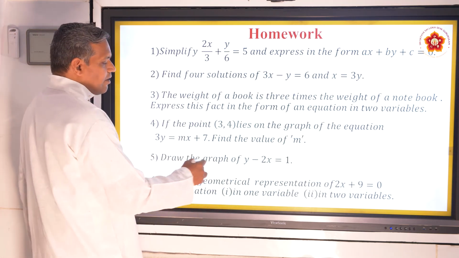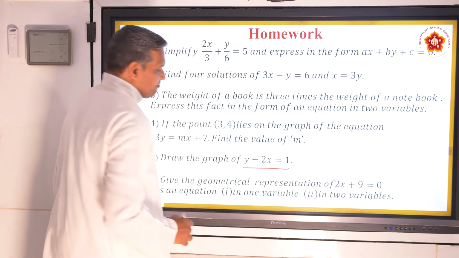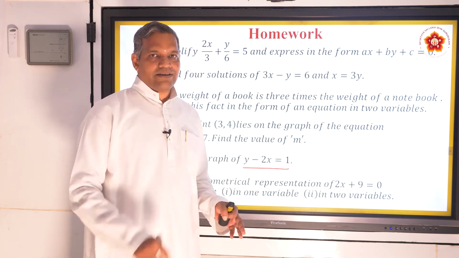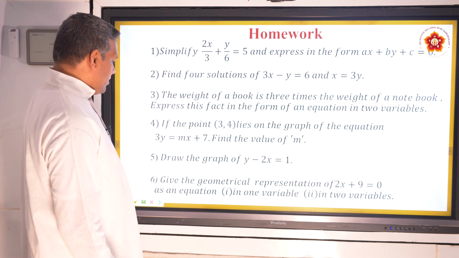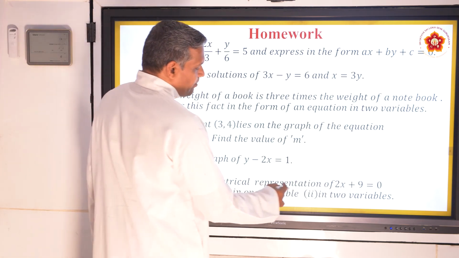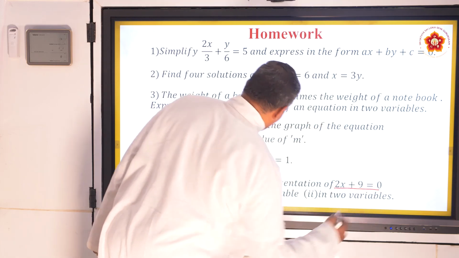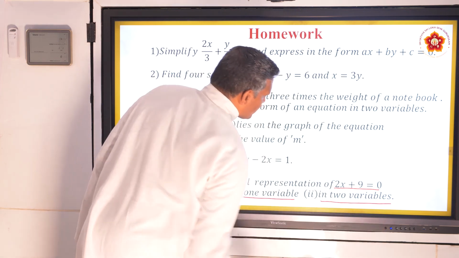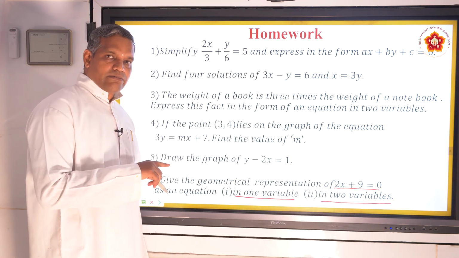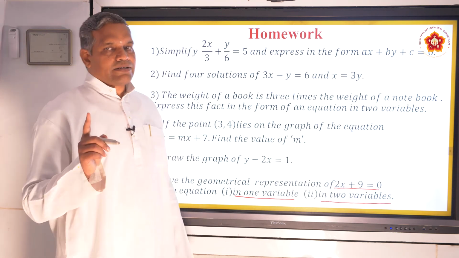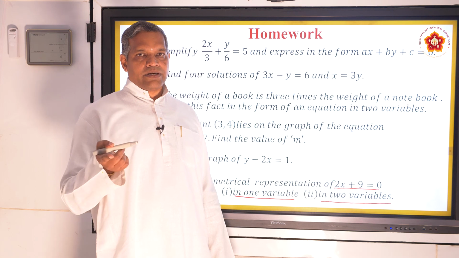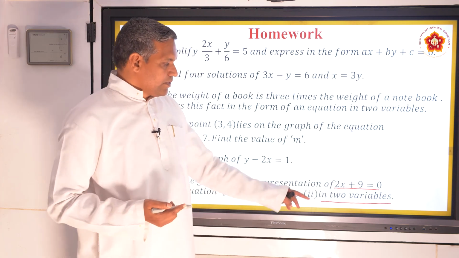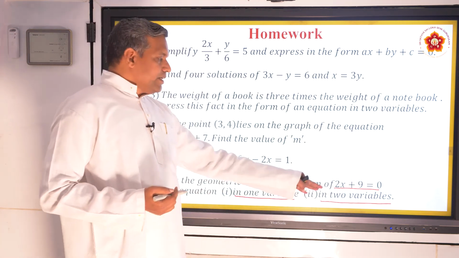Next is draw the graph of y minus 2x is equal to 1. I don't help with anything here, you know how easy it is to put a box, take the points and draw a graph. And the last sum of your homework is give the geometrical representation of 2x plus 9 is equal to 0 as an equation in 1 variable and in 2 variables. I think I showed you how to represent it in 1 variable and 2 variables, and I have also posted your NCERT textbook in our last video. In the video itself I have given the definitions. So see how your textbook has done it, refer to that and then solve this.